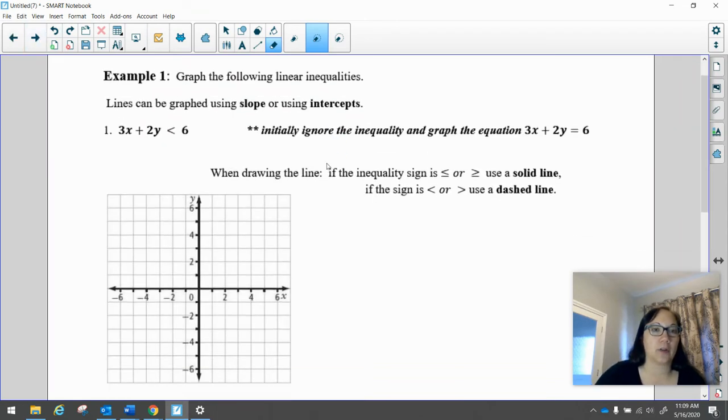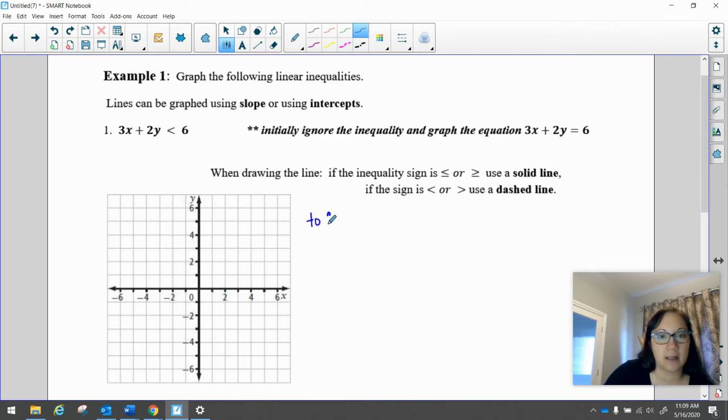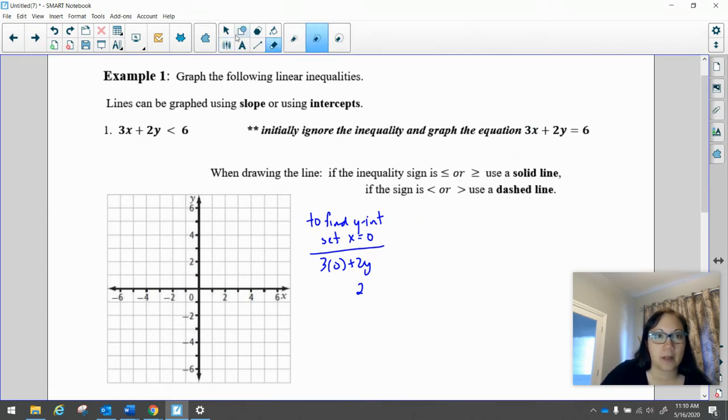So here's another example. Graph this linear inequality. And remember that our lines can be graphed using slope or using intercepts, whatever's convenient. On this one, I'm going to use intercepts just because it's easy. So to find the y-intercept, I'm going to set x equal to 0, just to show you a different way to graph. So that would be 3 times 0 plus 2y is less than 6. Well, I'm getting 2y. You're using the equal sign version for now. We're pretending that's our equation just to get the line drawn.